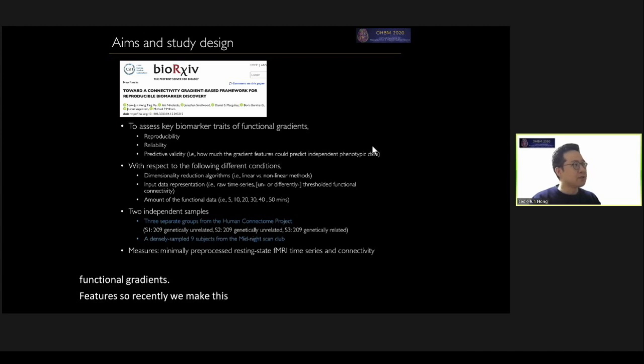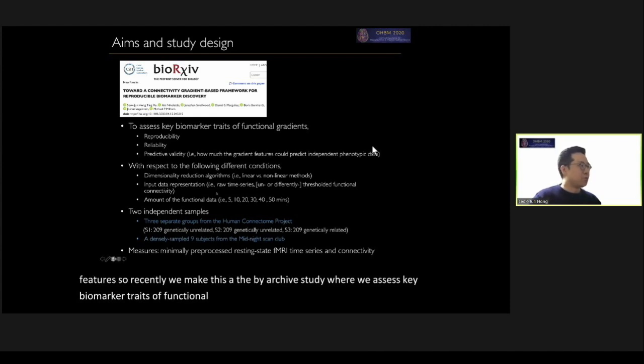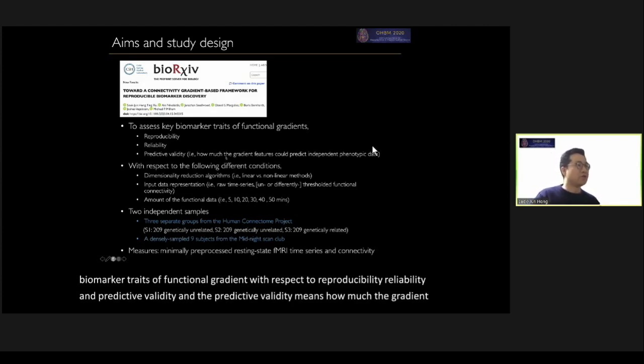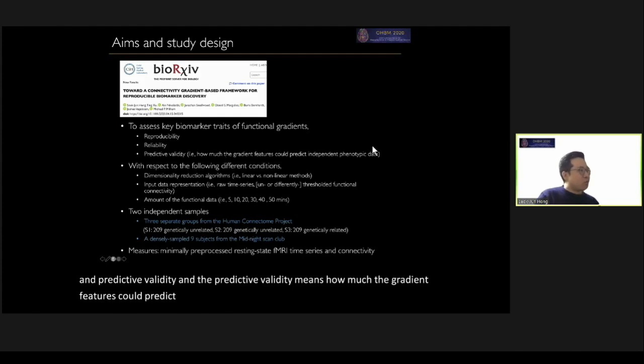a bioRxiv study where we assessed key biomarker traits of the functional gradient with respect to reproducibility, reliability, and predictive validity. Predictive validity means how much the gradient feature could predict independent phenotypic data. And while assessing these traits, we tested the following different conditions.